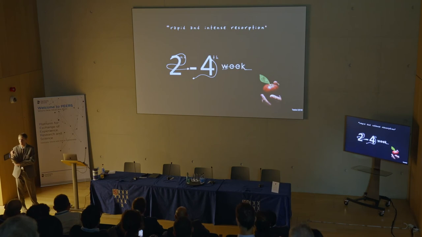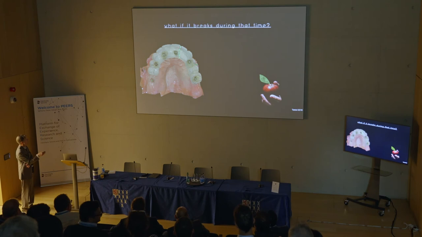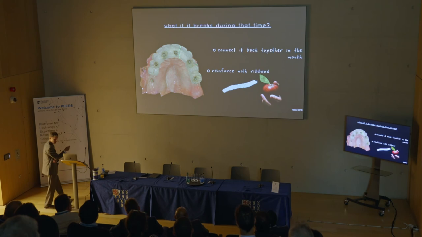So don't take it off during that time. At the 2 to 3 month mark, be very careful. If something does break during this time, like we've got a fracture there, what I basically do is cut a little trough in there, connect it back, still in the mouth, and then I usually put ribbon or something there to loop it back together if I've got something that breaks.